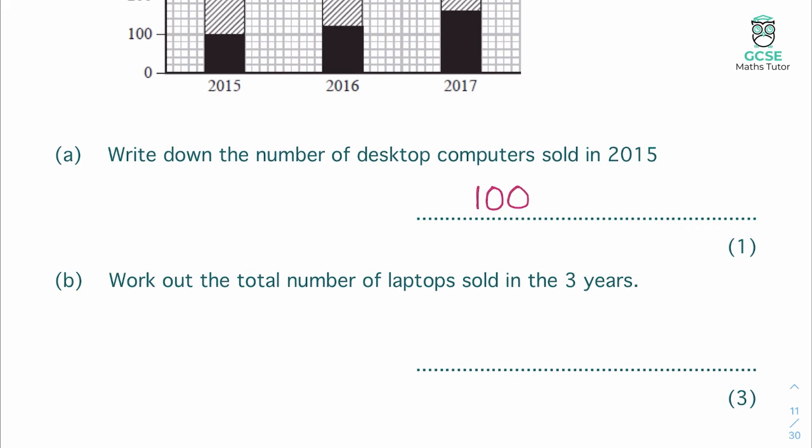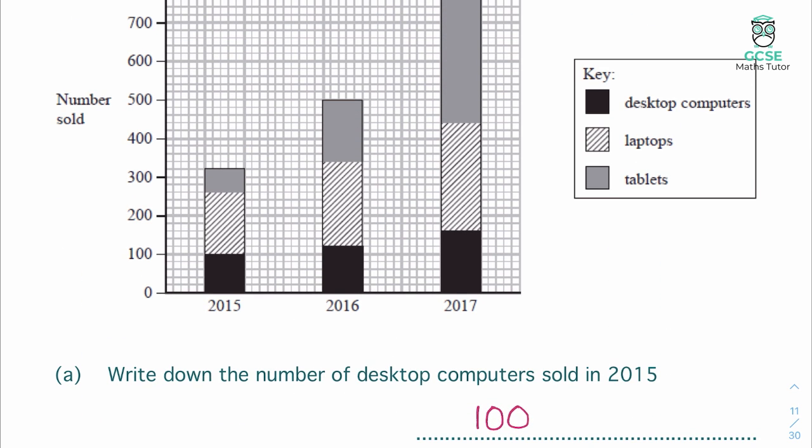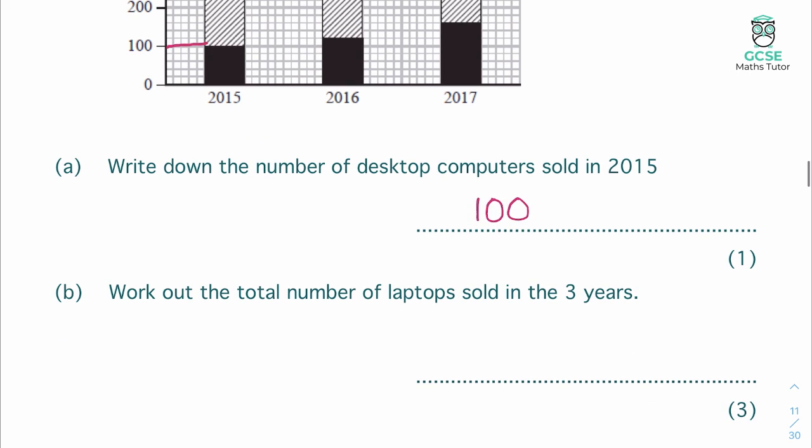Work out the total number of laptops sold in the 3 years. Now this one's a bit more awkward, so that's the one just here that's been partially shaded in. So we need to work out each bar and see what we get. So in 2015 it goes from 100 to there. Now each little square goes up by 20, so that's 260. So that is from 100 up to 260. So that's going to be 160 laptops in 2015. So let's just write down 160.